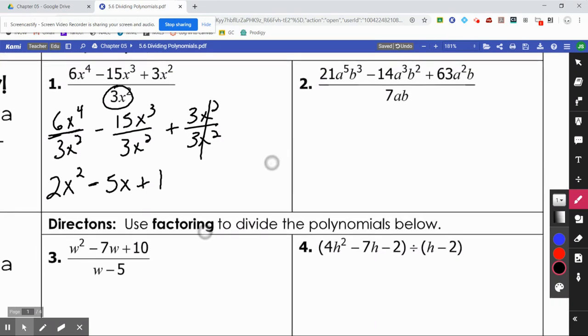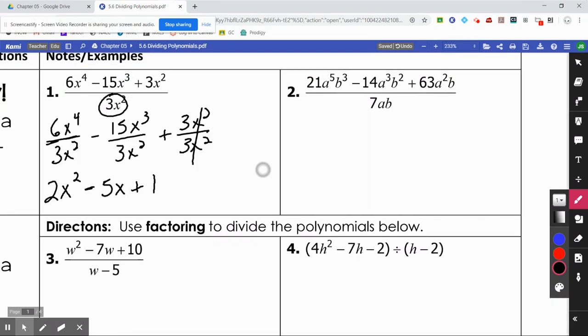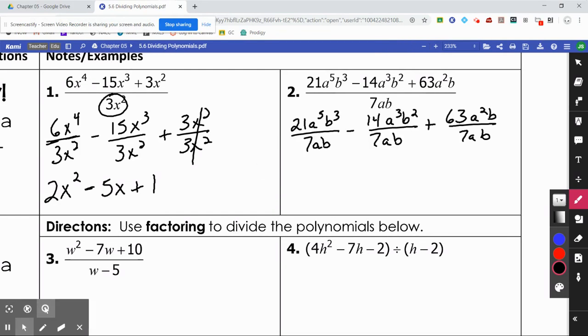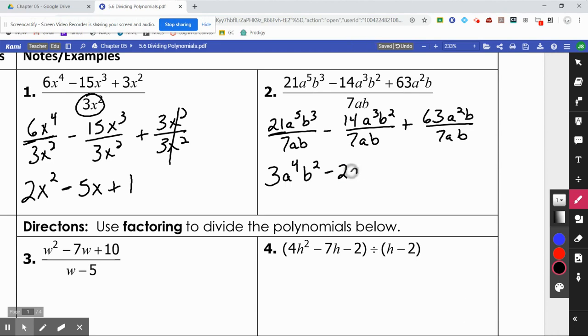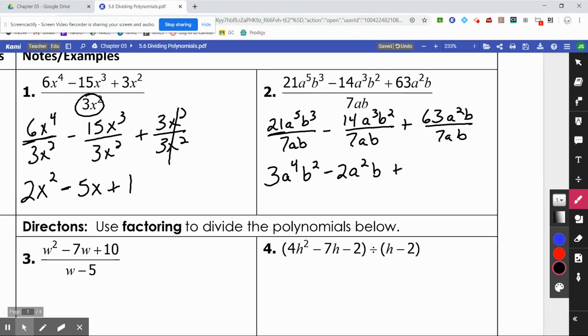Number 2, the exact same thing. Take every term and divide it by 7ab, and then just use your rules of exponents. 21 divided by 7 is 3. 5a's on top, 1a on bottom, subtract, you're left with 4. 3b's on top, 1 on bottom, subtract, you're left with 2. Minus 14 divided by 7 is 2. 3a's and 1a leaves you with 2a's. 2b's and 1b leaves you with a single b. Plus 63 divided by 7 is 9. 2a's, 1a leaves you with a single a, and the b's cancel completely.